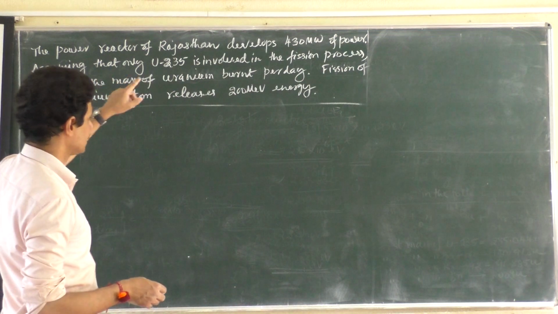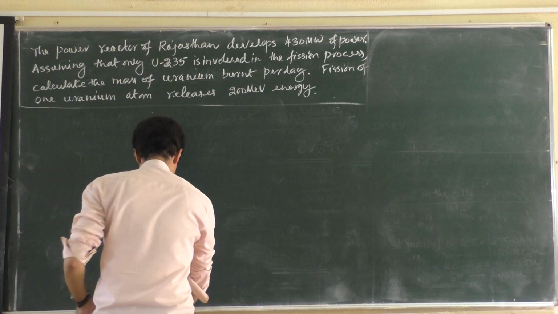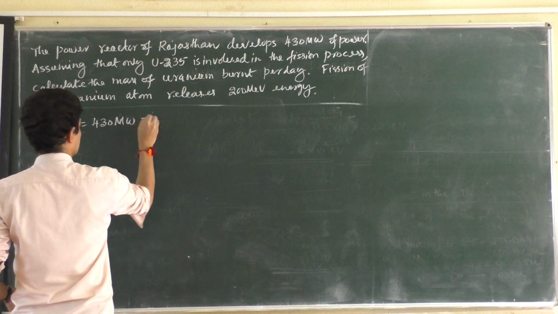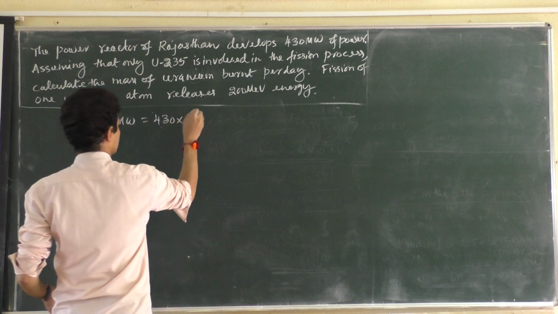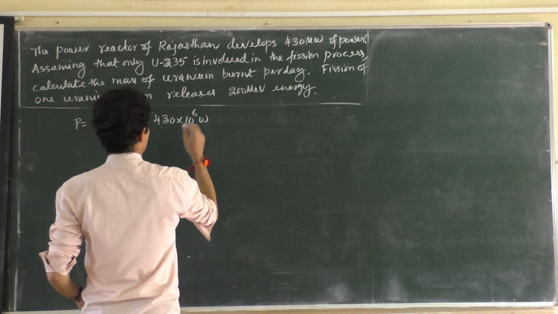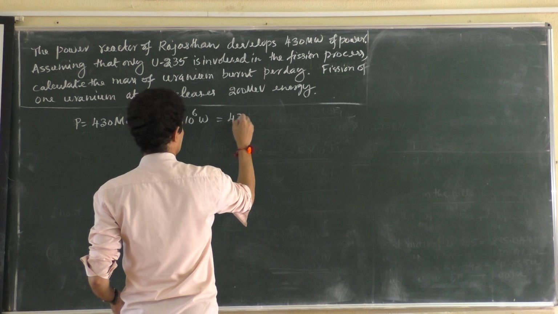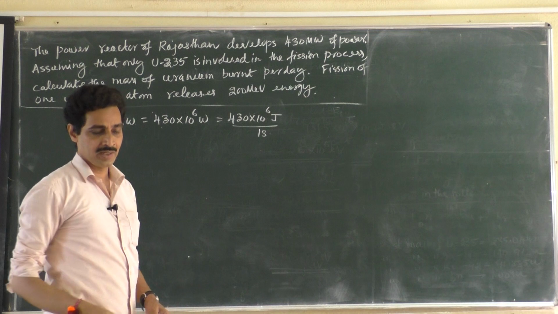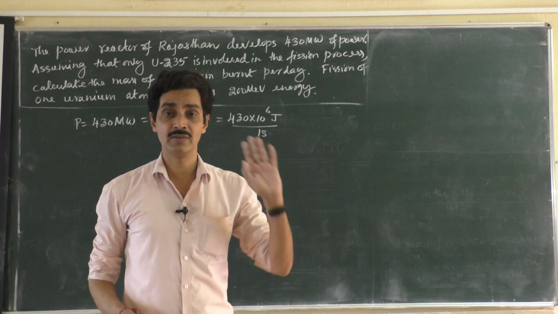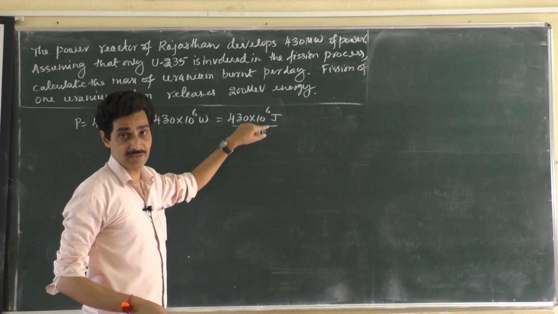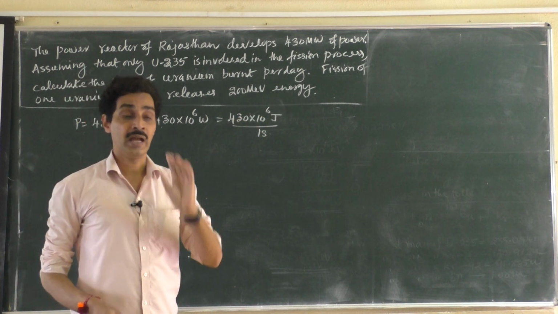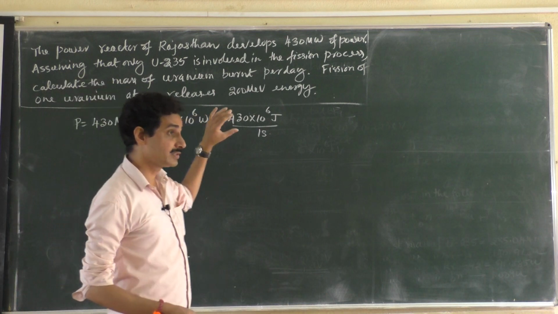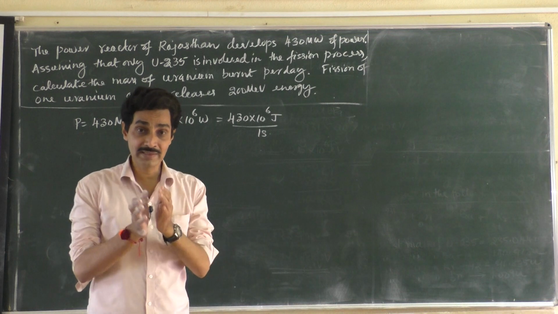The power reactor of Rajasthan develops 430 megawatt of power. So power developed is 430 megawatt. That means 430 into 10 to the power 6 watt, that is equal to 430 into 10 to the power 6 joules in 1 second. Joule per second is the power. 430 into 10 to the power 6 joules of energy is needed every second, or produced every second in the power reactor.